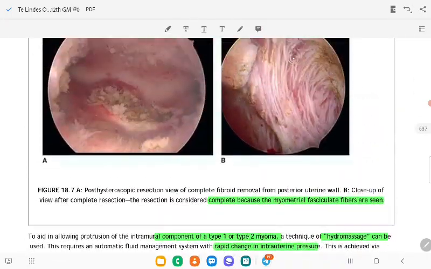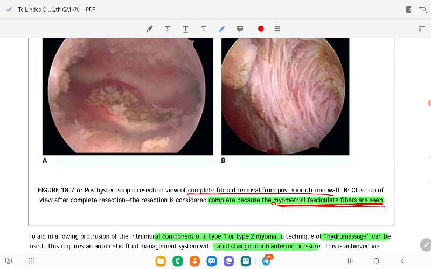You can see here the post-hysteroscopic resection view of the complete fibroid removal from the uterine wall. At this point, you can see all the pink fasciculate myometrial fibers.